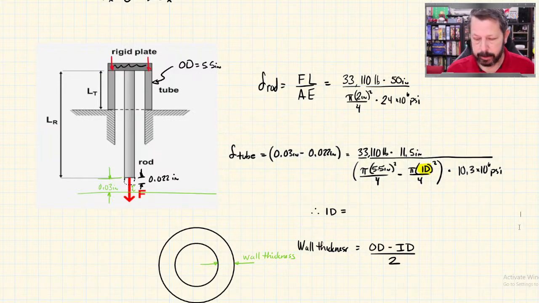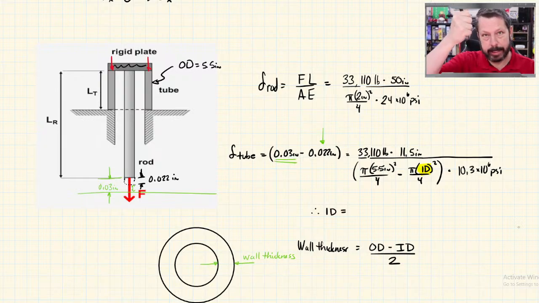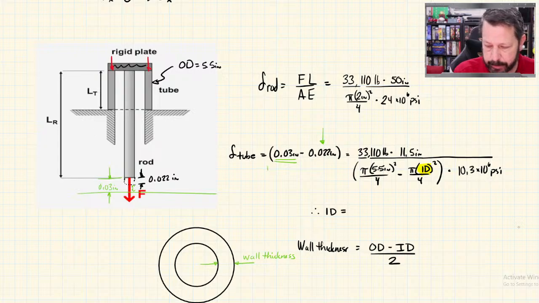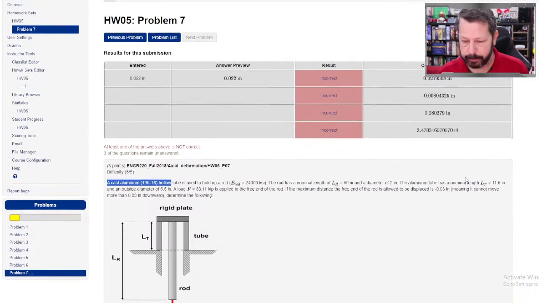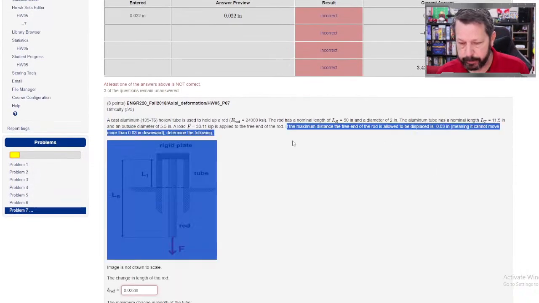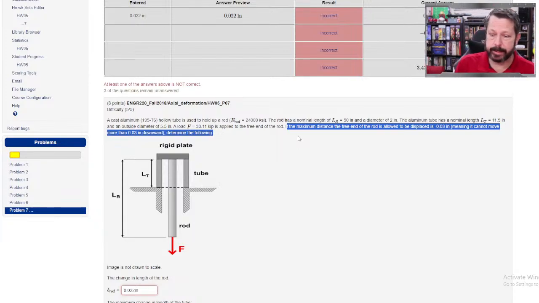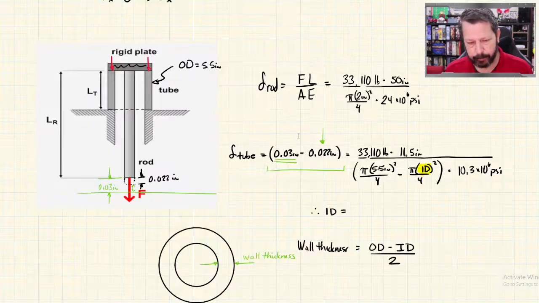And realizing that you do know this is how much the rod has already stretched downward, and I've got some limit on how much further it can go. If the tube compresses any more than this total amount, then I've violated my constraint over here, the maximum distance that the free end, the tip of the rod, is allowed to move downwards. So that's a little bit of a word problem.